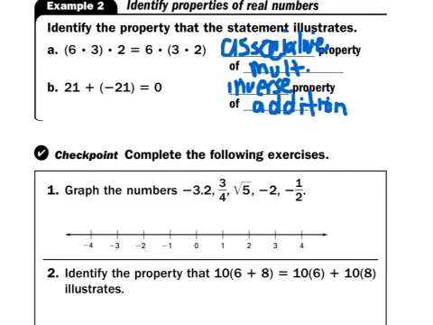Okay, on the checkpoints, I want you to go ahead and try these two on your own. Try very hard to get them right. We'll go ahead and look over them in class. So I think you'll be fine. Go ahead and stop the video here and then do these two checkpoints and then start it again when you're through.